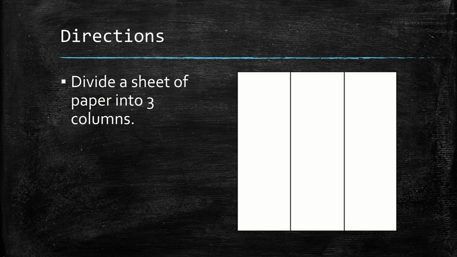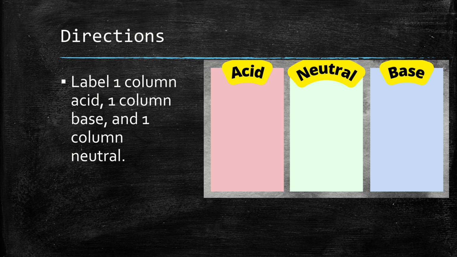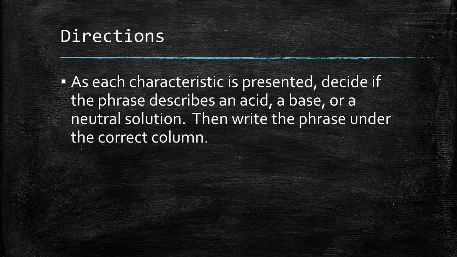In our class, we would try to have the students create some sort of graphic organizer to separate out acid, neutral, and base properties. If that's something you want to do while you're watching, that's fine. We're going to list through, and you put them in the column that they belong in. As each characteristic is presented, decide if the phrase describes an acid, base, or neutral solution.